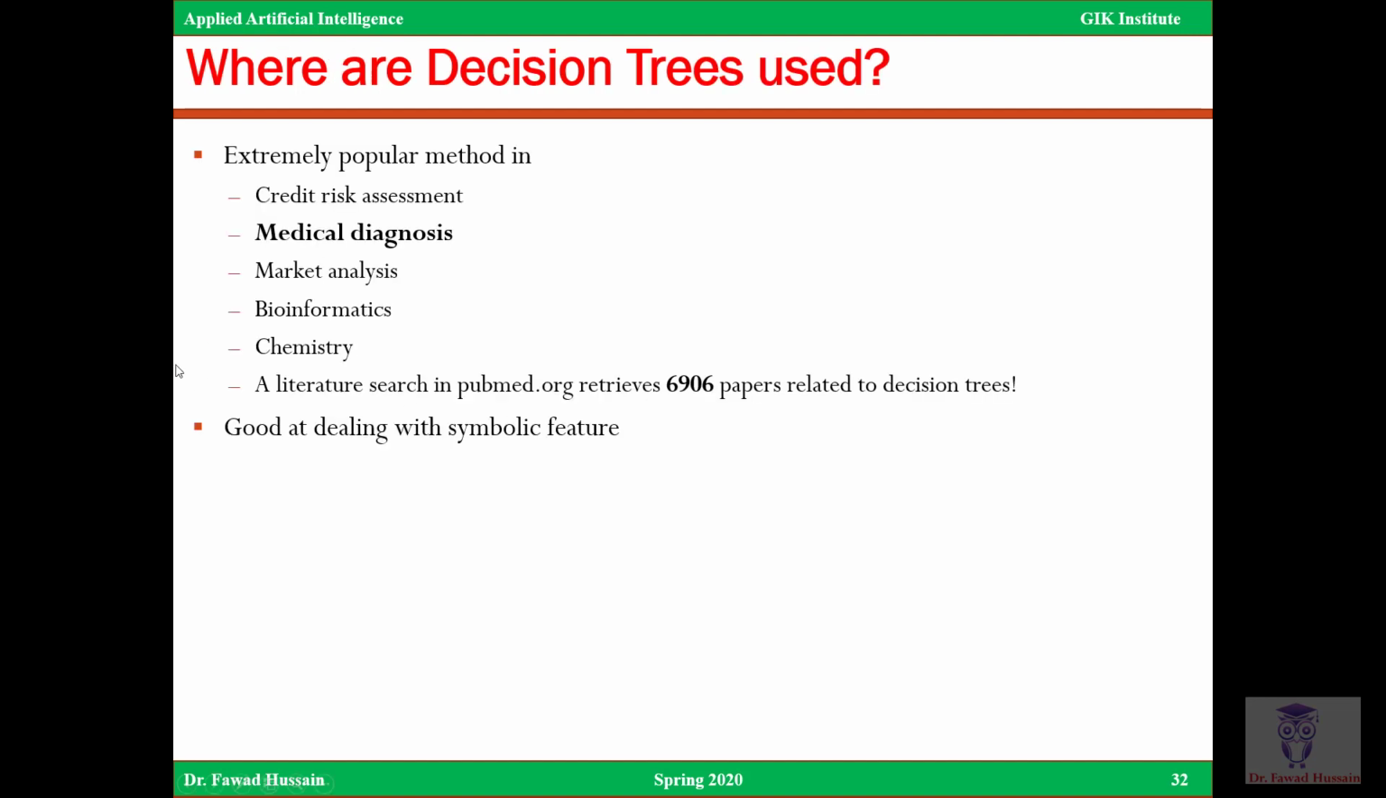Next, we see that decision trees are an extremely popular category of machine learning algorithms. They are used in a variety of disciplines, for instance in credit risk assessment, medical diagnosis, market analysis, bioinformatics, and chemistry. A recent survey has shown that if you look at PubMed, which is an archive or library of research journals, you'll see that there are 6,906 papers related to decision trees. So that means that it is quite popular.